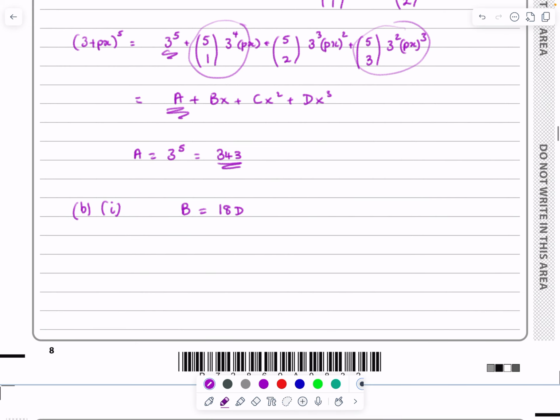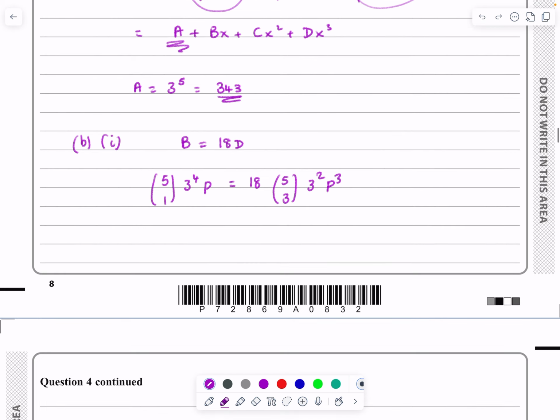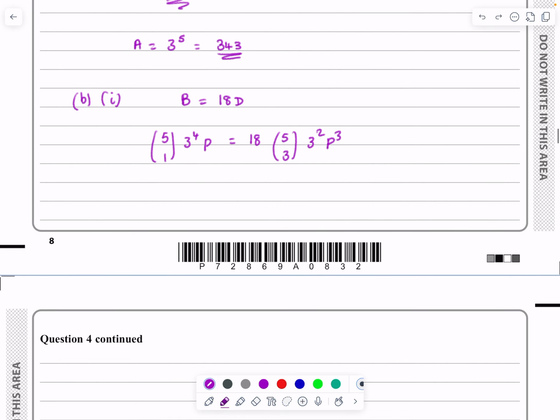So B is going to be 5C1, 3 to the 4, and my P. And D is going to be 18 lots of 5C3, 3 squared. And remember, this is p cubed, x cubed. I don't need the x part of it, but it'll be 3 squared p cubed there. So let's tidy that up and see what that gives me. On the left-hand side, it's 405p. And on the right-hand side, if you do all that, that works out to be 18 multiplied by 90p cubed. And then what we can do is divide out.